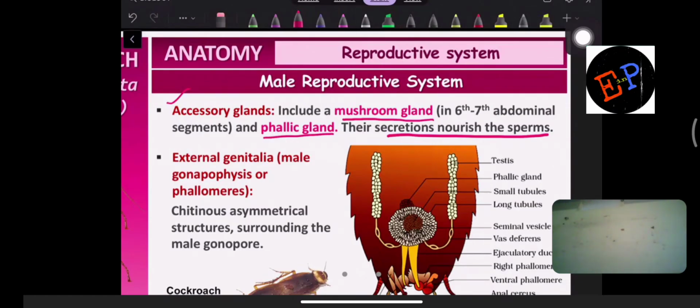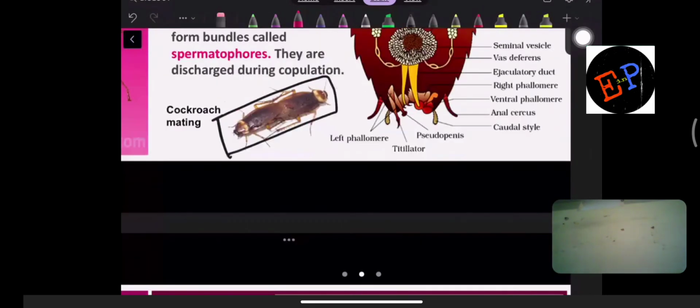So even in the human body also, when sperms are released into the male human being, sperms can live up to 72 hours. Do you know this? Sperms, they can live up to 72 hours also. Are you able to understand? So similarly, in the case of this male reproductive system, for making the sperms stay alive, these accessory glands, that is mushroom gland and phallic gland, both are responsible. Similarly, seminal vesicles are also responsible. Seminal vesicles also we have studied. They are also responsible for maintaining the sperms.